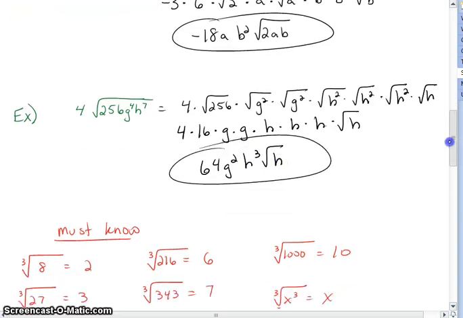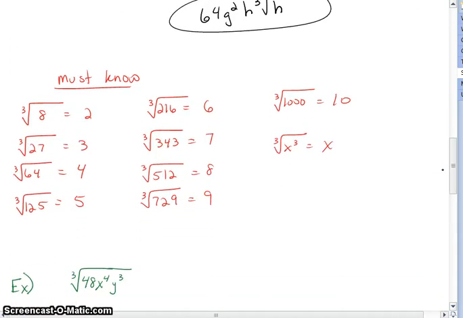Remember, for the cube roots, these are the ones that you need to know. So the cube root of 8 through the cube root of 1000. And then remember that the cube root of x cubed is just x.